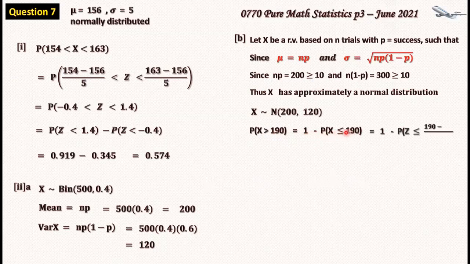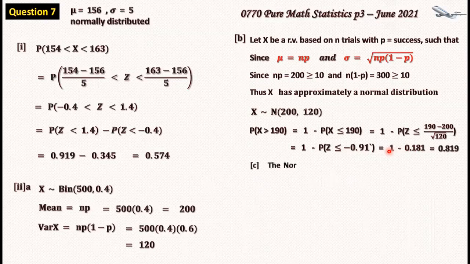So we convert this to the z-score. We have 190 minus 200 over the standard deviation. That will give us 1 minus the probability of z less than minus 0.91. When you read this value, you have 0.181. So 1 minus 0.181 is equal to 0.819. So this is the probability of that.